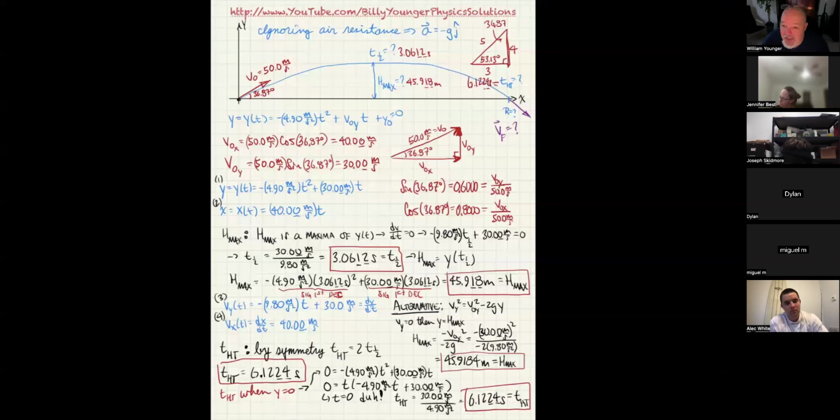Now that we have that, can anybody think of how we're going to find R, the range? I used R, by the way, because that's called range. But you could just call it X max or something if you wanted to. So anybody have any ideas, either using t hang time or not? Joseph, what were you going to say? Integration. We could, in principle.